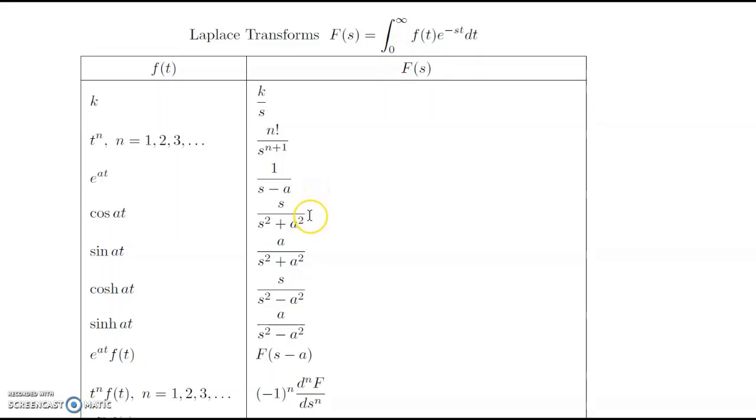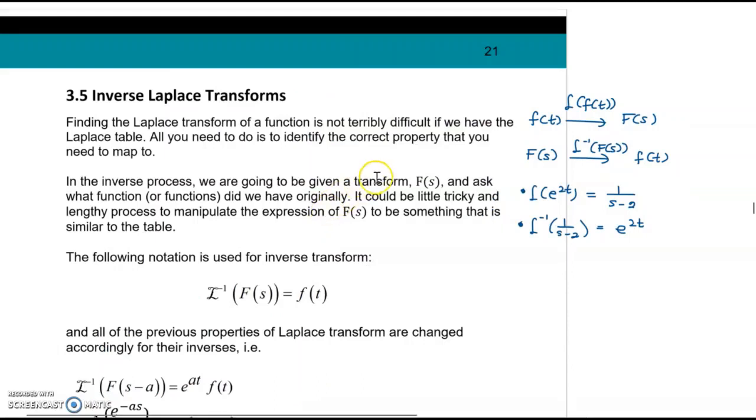So it means that you most unlikely will be given, for example, s over s square plus 3 square. If you were given in that form, then obviously you know the answer is cos 3t. But normally it is not given as direct as that. So in the inverse transform, we need to manipulate the expression of F(s) first.